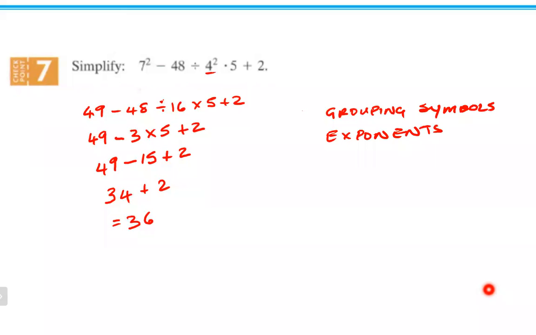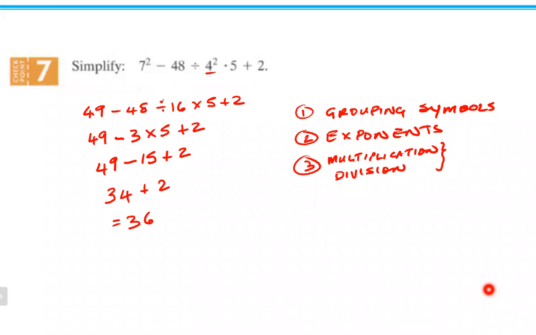That's step 1, step 2. Step 3 is multiplication or division in the order that they appear. So you notice they put brackets around them in their order. So if the division comes first, you do the division first.